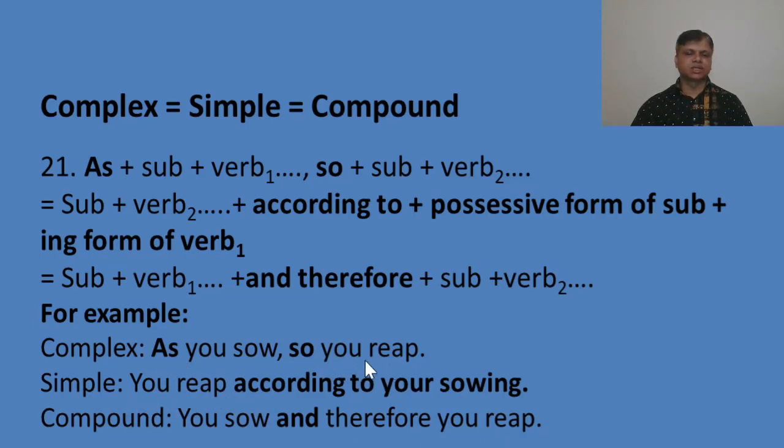The second clause is here the main clause, the independent clause, you reap. Then you have to use "according to," the possessive form of the subject, and the ing form of verb 1. If you want to make it a compound sentence, you have to form it as: the two clauses, you sow, you reap, will be joined by a coordinating conjunction, "and," and will follow "therefore." Then it will be a compound sentence.